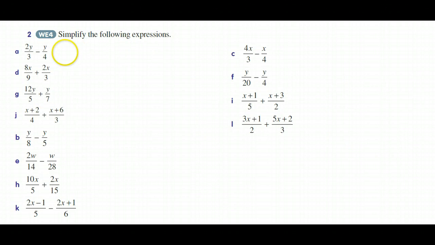Okay, in question 2, we've got more expressions with fractions that we have to either add or subtract, but this time they're a little bit trickier. So let's have a go with them.